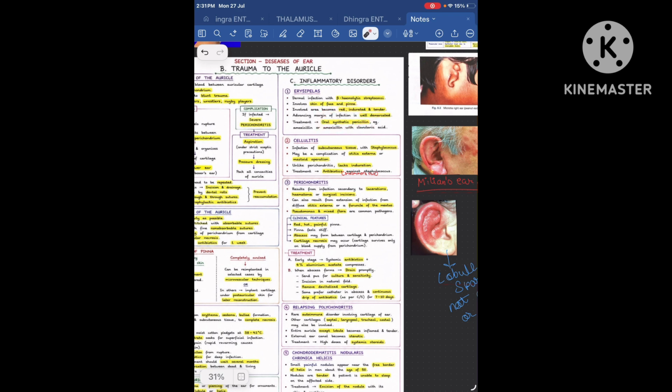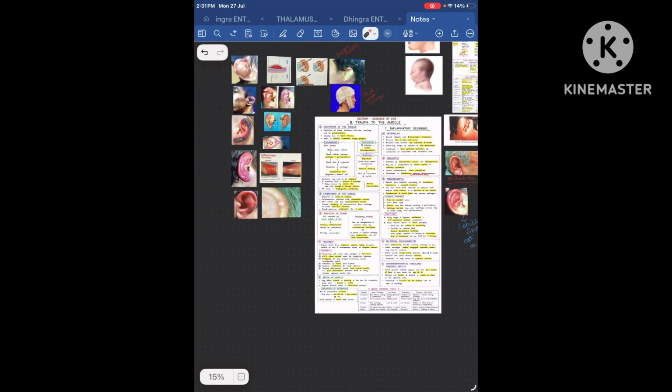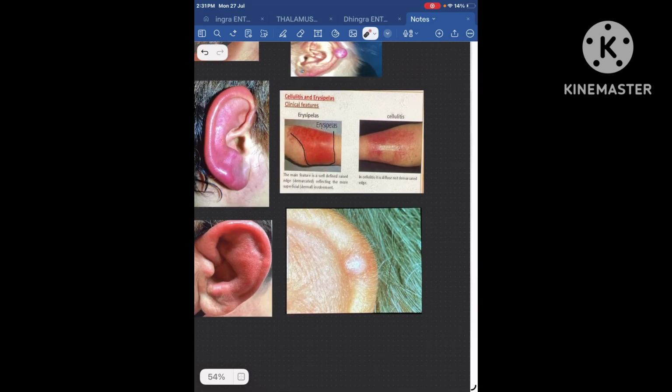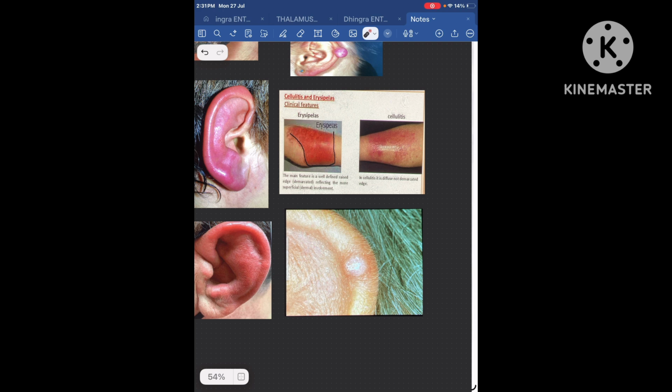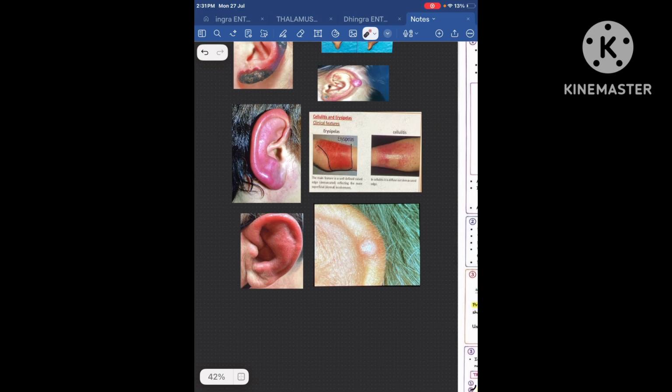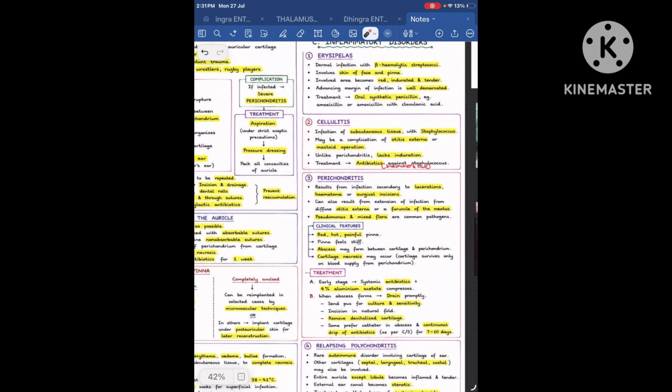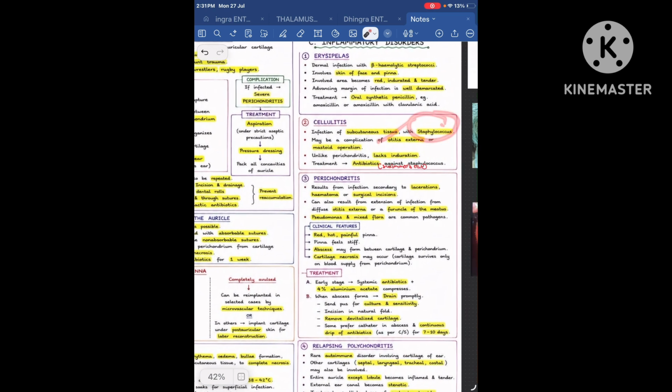Let's talk about cellulitis. Cellulitis is basically a subcutaneous tissue infection. Both look the same, but erysipelas is well demarcated, whereas cellulitis is diffuse, with no demarcated edge. That is the difference between erysipelas and cellulitis. Clear? Cellulitis involves subcutaneous tissue with staphylococcus, while erysipelas is beta hemolytic streptococci. This is the difference. Complications can be otitis externa, or a mastoid operation can be delayed.